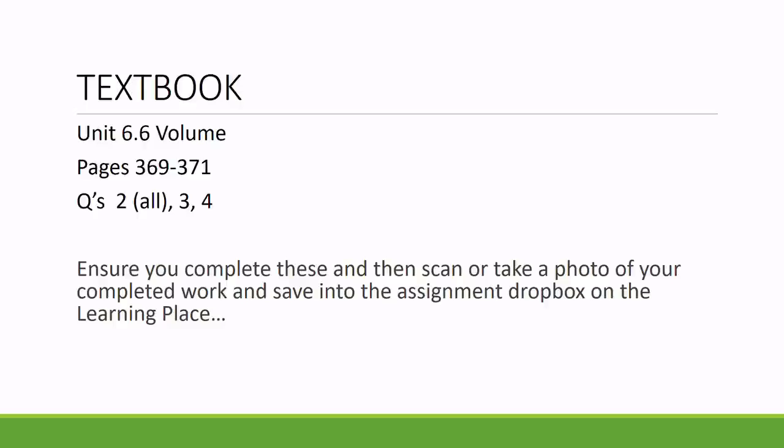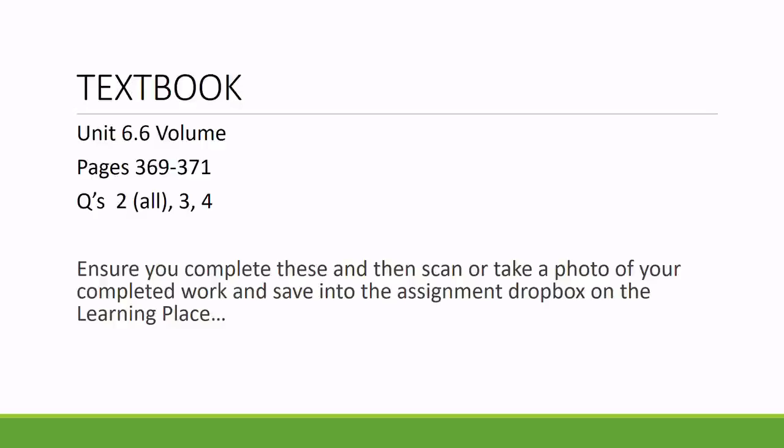Now, obviously, some of you have access to a textbook and some of you don't. If you do have access to a textbook, the questions that I'd like you to do are on pages 369 and 371, and it's Unit 6.6, all about volume. And I'd just like you to try questions 2, 3, and 4. So it's all parts of question 2, and then question 3 and question 4.